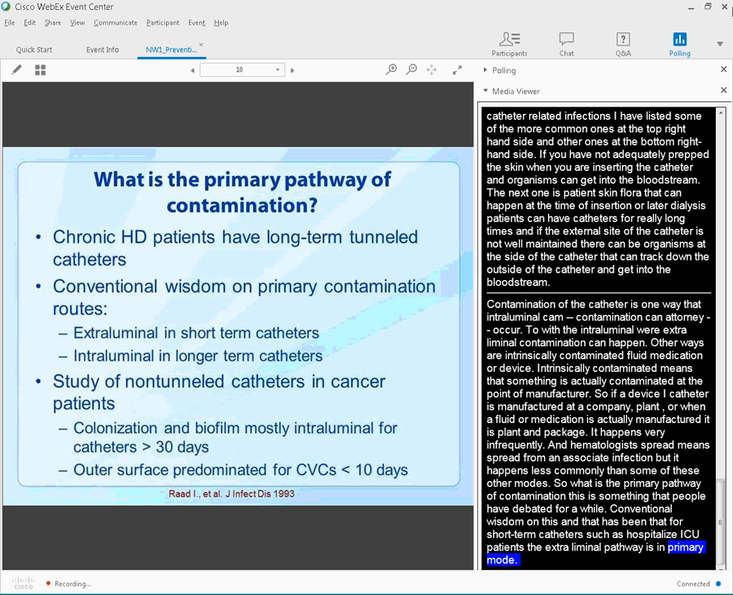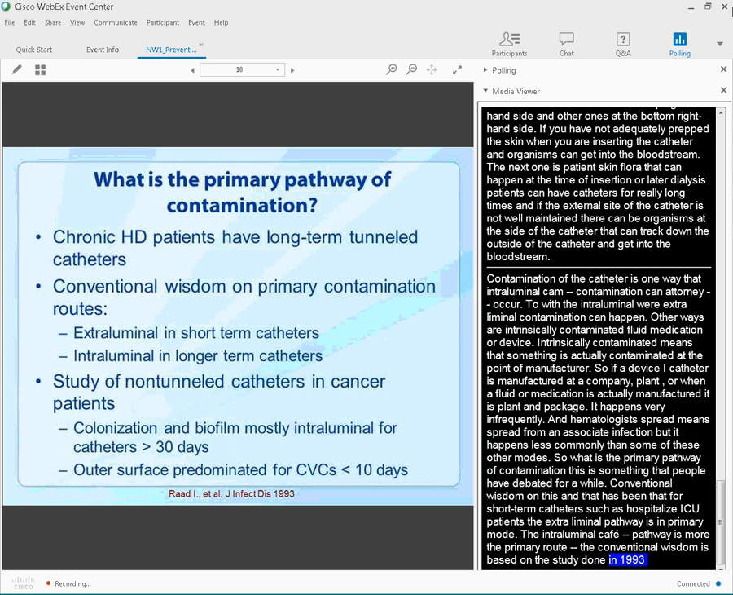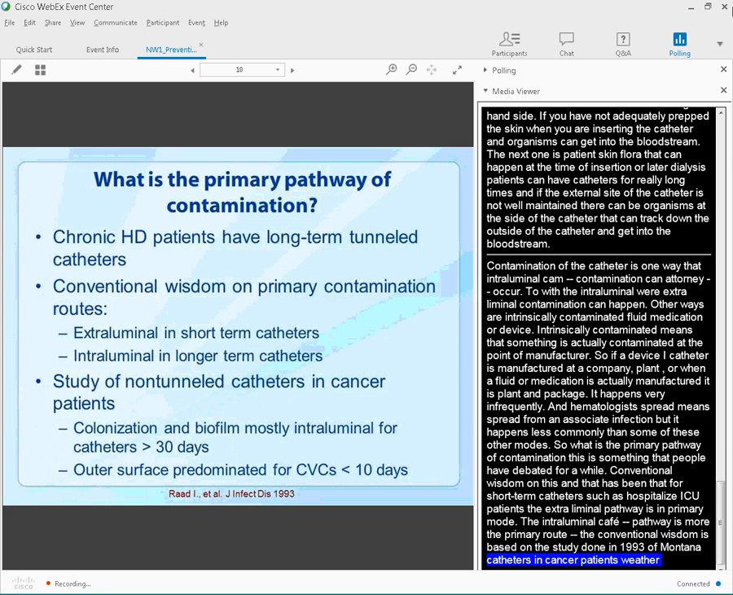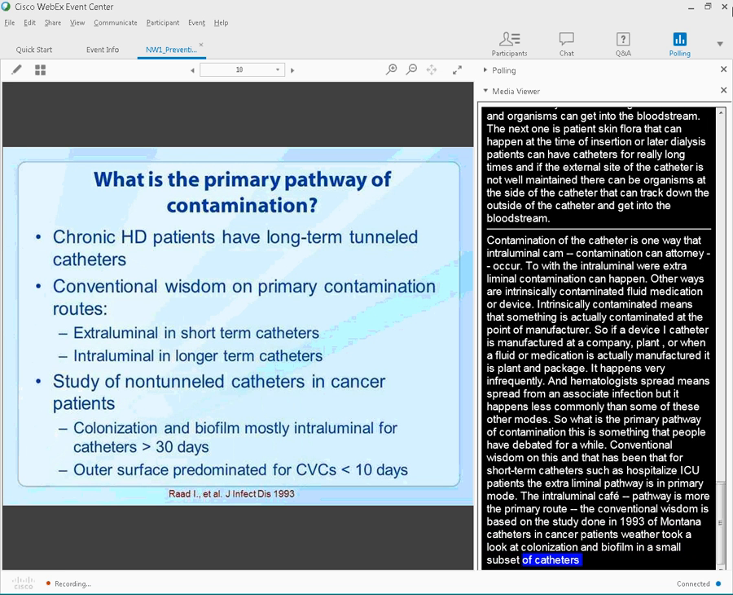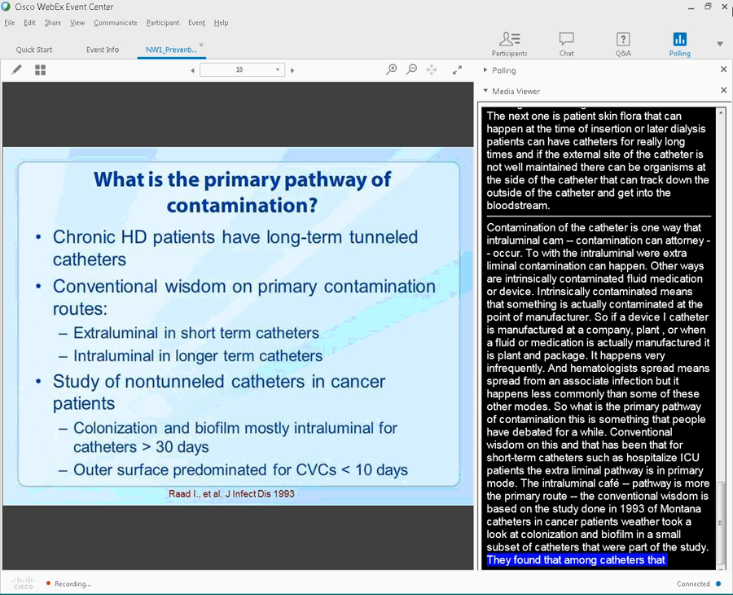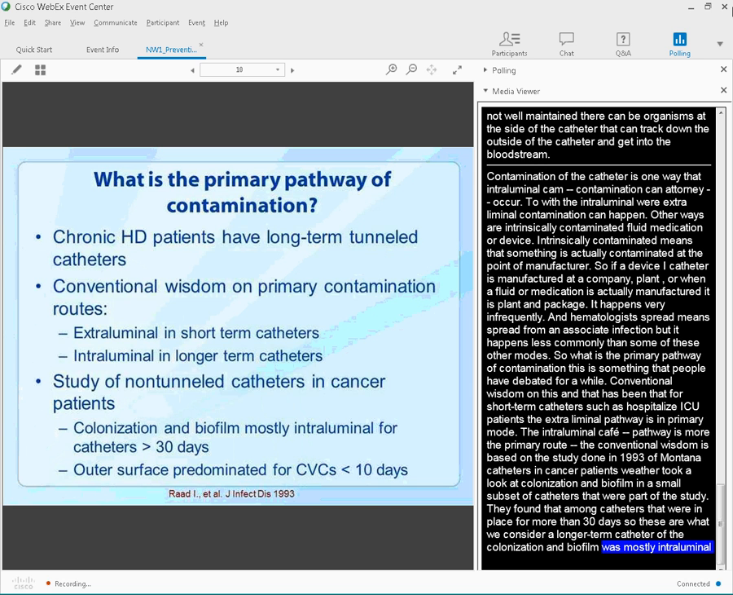To some extent, this conventional wisdom has been based on a study that was published back in 1993. That was actually a very small study of non-tunnel catheters in cancer patients, where they took a look at colonization and biofilm of a small subset of catheters. They found that among catheters that were in place for more than 30 days, which we would consider a longer-term catheter, the colonization and biofilm was mostly intraluminal, on the inside of the catheter, whereas for catheters in place for less than 10 days, the outer surface predominated in terms of the amount of colonization and bacterial biofilm.